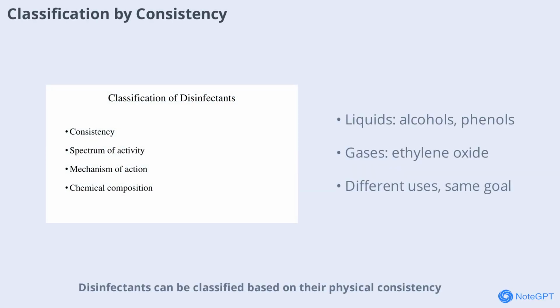Disinfectants can be classified based on their physical consistency: liquids and gases. Liquid disinfectants include alcohols like ethanol and isopropyl alcohol, as well as phenols. These are commonly used on surfaces and laboratory equipment. Cresol, a more powerful phenol, is effective at lower concentrations. Gas disinfectants such as ethylene oxide and aldehydes are used for instruments and sensitive equipment that cannot be immersed in liquid. Each type has its own advantages and specific uses.